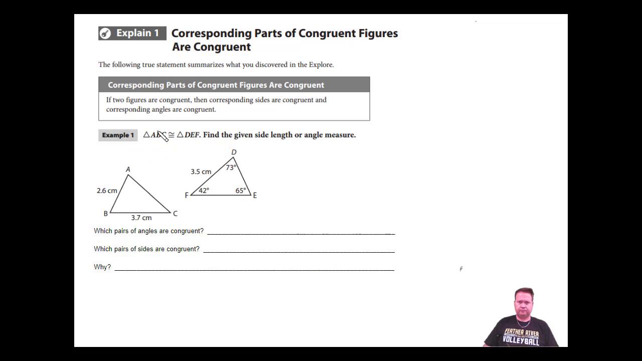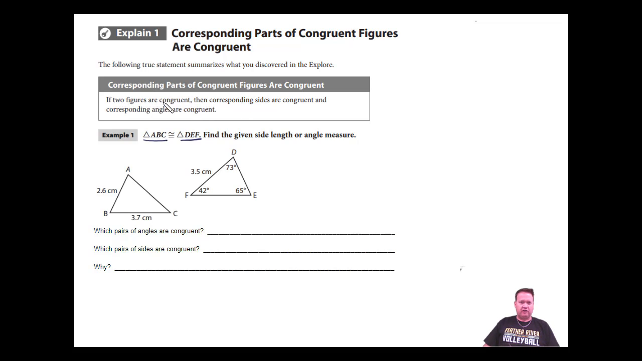Well, let's take a look at how we can use corresponding parts to identify other parts of congruent triangles. So let's take a look at example 1. We are given that triangle ABC, which is this triangle here, is congruent to triangle DEF, which is over here. And what we have here is this rule of CPCTC, corresponding parts of congruent figures. Sometimes we're talking about triangles. That's where the T comes from.